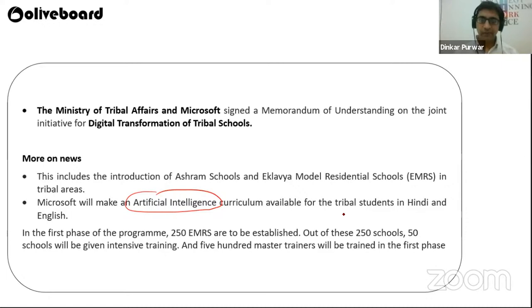In the first phase of the program, 250 EMRS are to be established. Out of this 250, 50 schools will be given intensive training and 500 master trainers will be trained in the first phase regarding this.